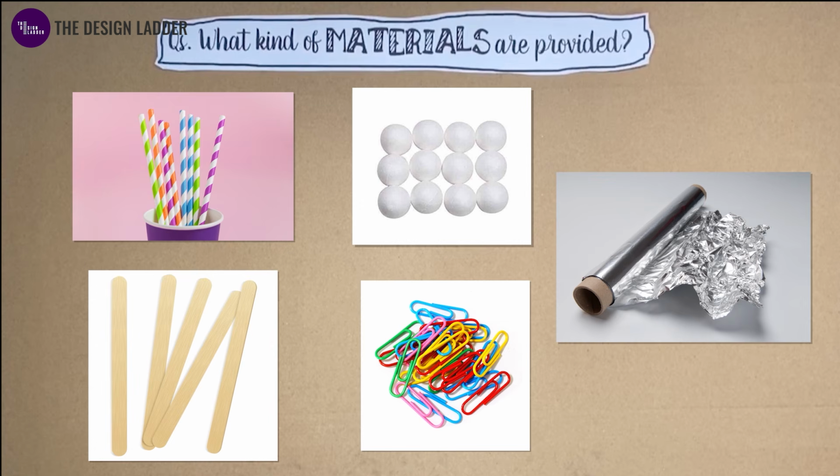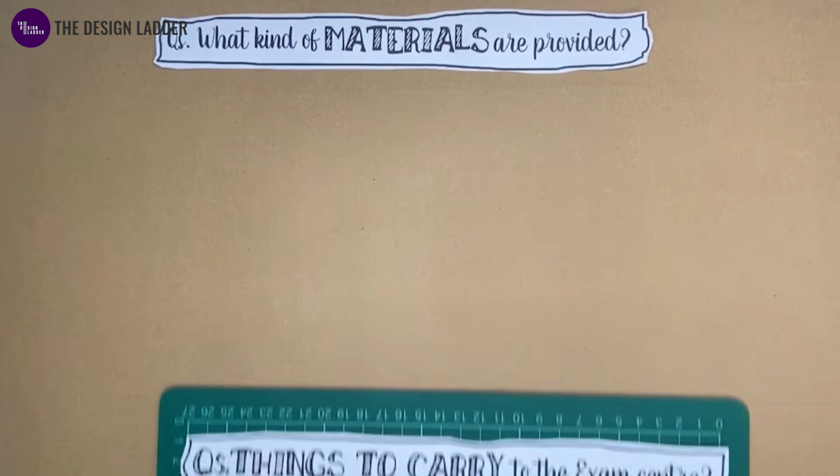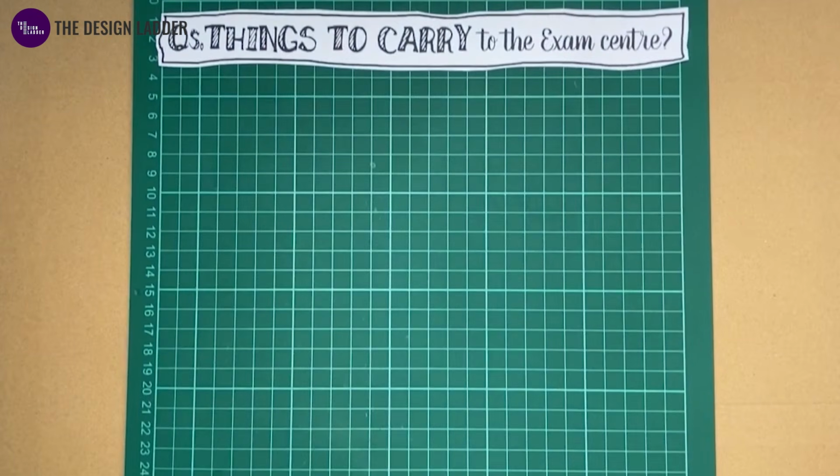So the material changes each year. Be prepared for the surprises too. And every student gets the same set of material. Now let's talk about what are the things that you can carry along with you. So that's a set of tools or stationery items only.